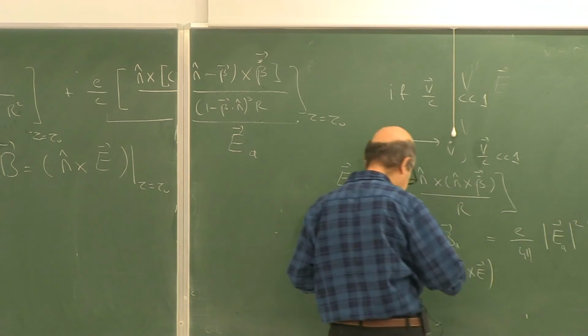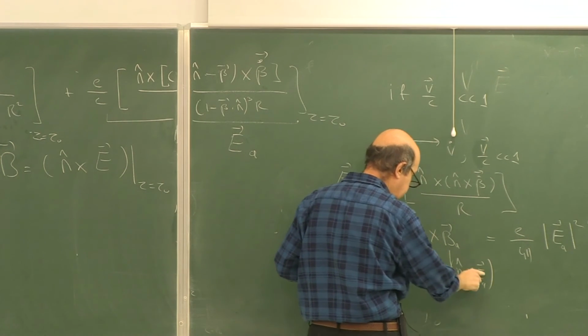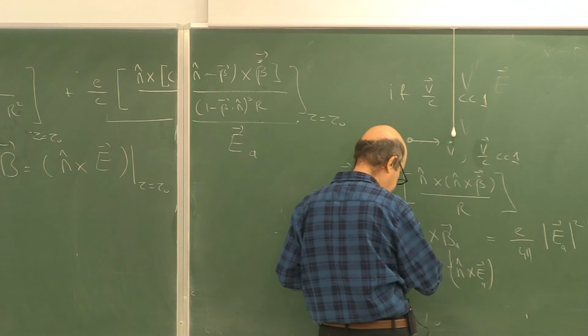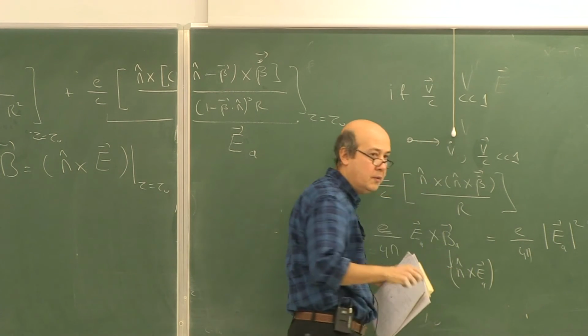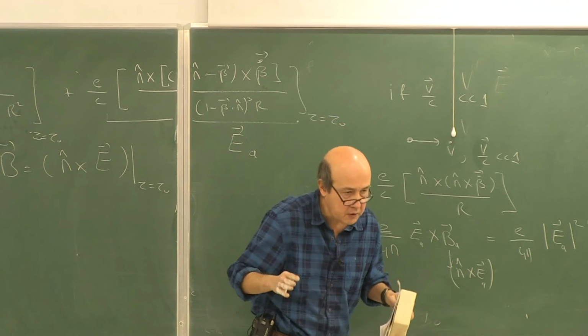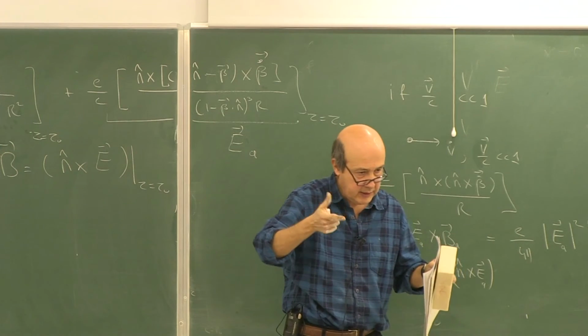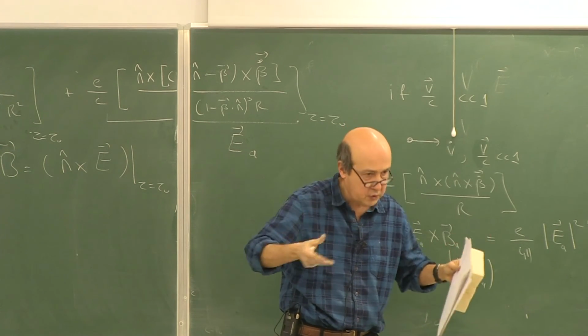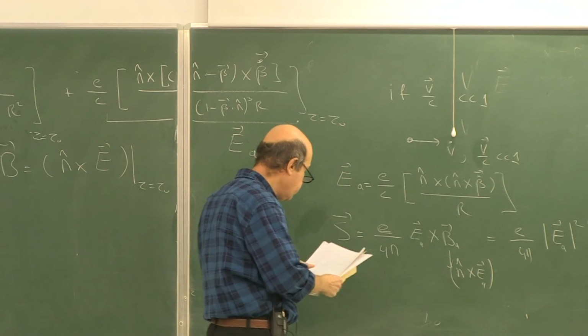So let us remember the double cross product rule: E dot E along n minus E dot n along E. So basically radiating fields are transverse, okay? So the propagation of the radiation, the electric field and B are orthogonal to each other, okay? So this is the Poynting vector.